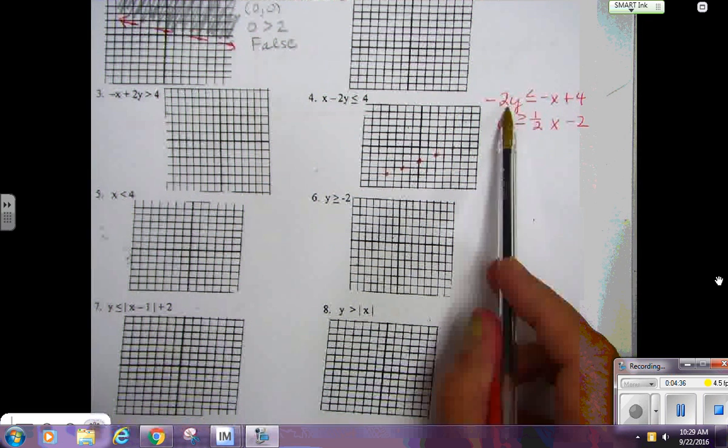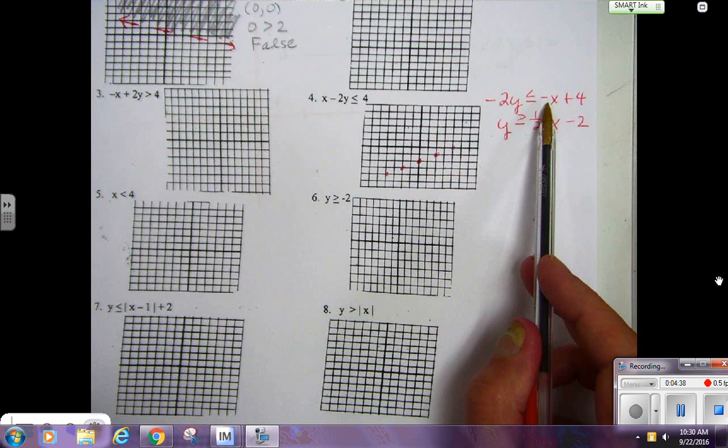Because I divided by this negative 2, and there's an understood 1 in front of the x.